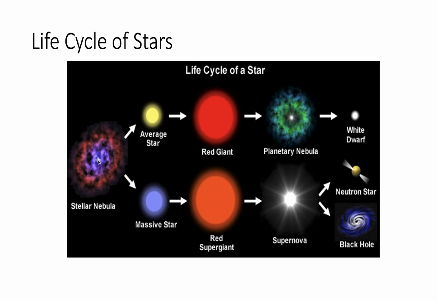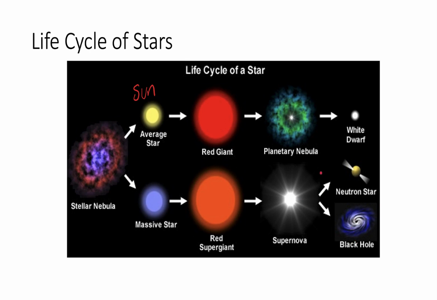So again, stars are formed in a nebula, and that's when the gas starts to contract. Now, depending on your size, you can either go left or right. If you go this way, this is an average star. For us, an average star is like our sun. Then it becomes a red giant, then a planetary nebula, and at the end of its life, it becomes a white dwarf. Now, if you're a massive star, you become a red supergiant as you begin to die, then a supernova, and then it depends. You have the fork in the road where you become a neutron star or a black hole.